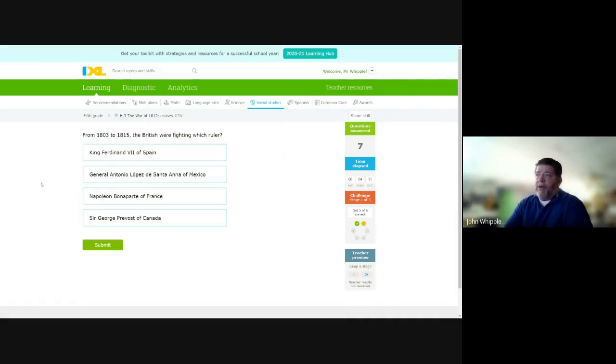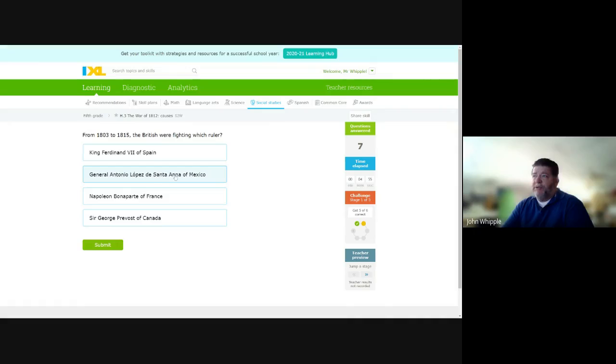From 1803 to 1815, the British were fighting which ruler? We've got King Ferdinand VII of Spain, General Antonio Lopez de Santa Anna of Mexico, Napoleon Bonaparte of France, and Sir George Prevost of Canada. Now, again, Canada was part of Great Britain, so no.